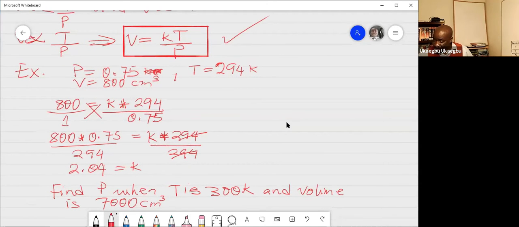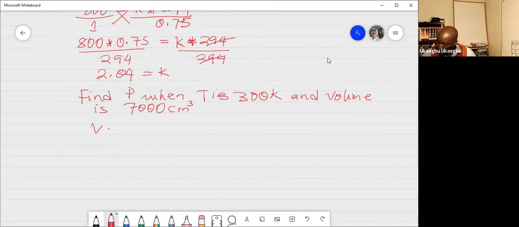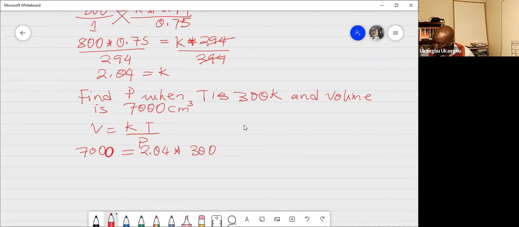And that takes us back to our formula. The formula is V equal to KT over P, and they want us to find P. So now let's just plug back in the numbers. We're plugging back V, 7,000, equal to K, which is 2.04, multiplied by temperature, which is 300.